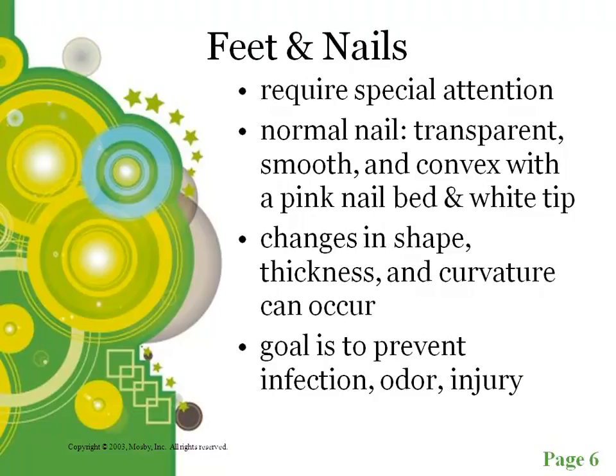Your feet and nails require special attention. The normal nail should be transparent and smooth and convex with a pink nail bed and white tip. Obviously, if the nail bed is blue or pale, this may be an indicator that the patient has a problem with oxygenation, or they could be anemic. We also want to monitor for changes in shape, thickness, and curvature that may too be indicative of hypoxia or even a nutritional deficit. The goal is to prevent infection, odor, and injury.